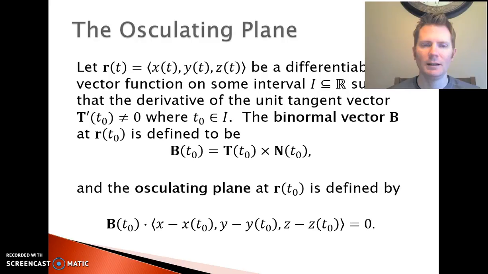And lastly, in class on Monday, we talked about the binormal vector, B of t, and it is found by crossing T with N, and then that binormal vector can be used to find the equation of the osculating plane at r of any t sub 0 value.